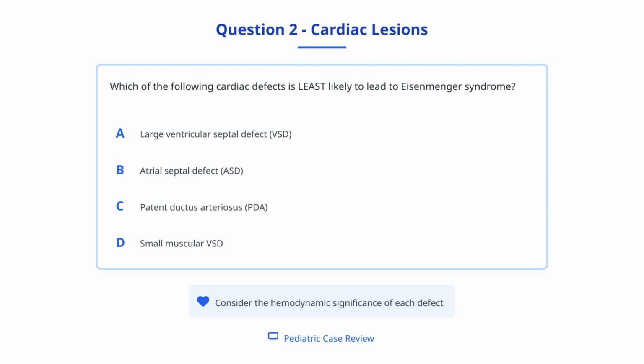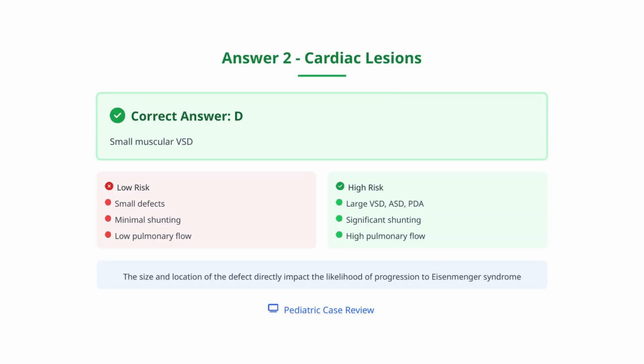For our second question, which of the following cardiac defects is least likely to lead to Eisenmenger syndrome? Is it A. Large ventricular septal defect, B. Atrial septal defect, C. Patent ductus arteriosus, or D. Small muscular ventricular septal defect? The correct answer is D.